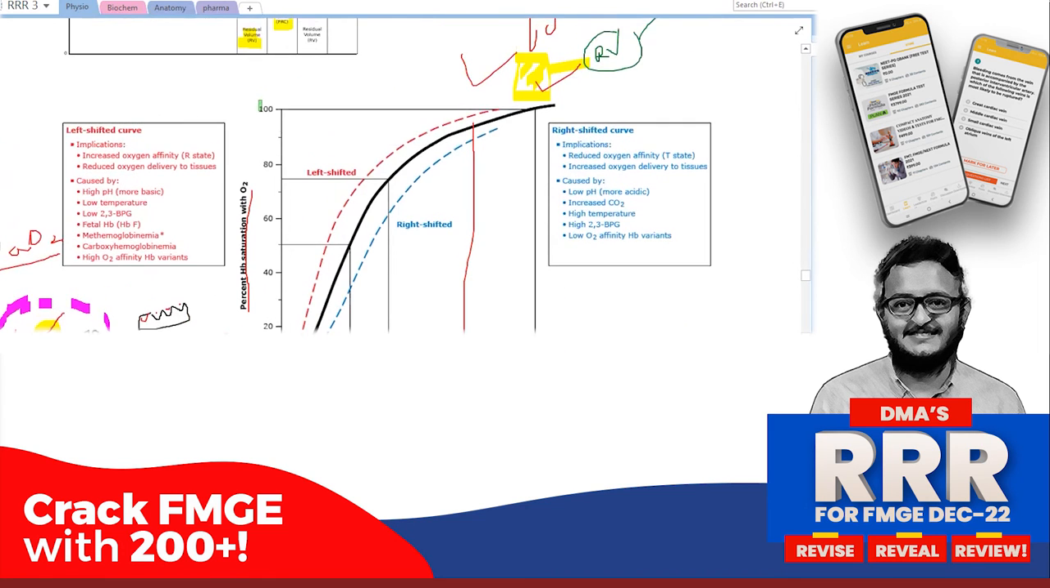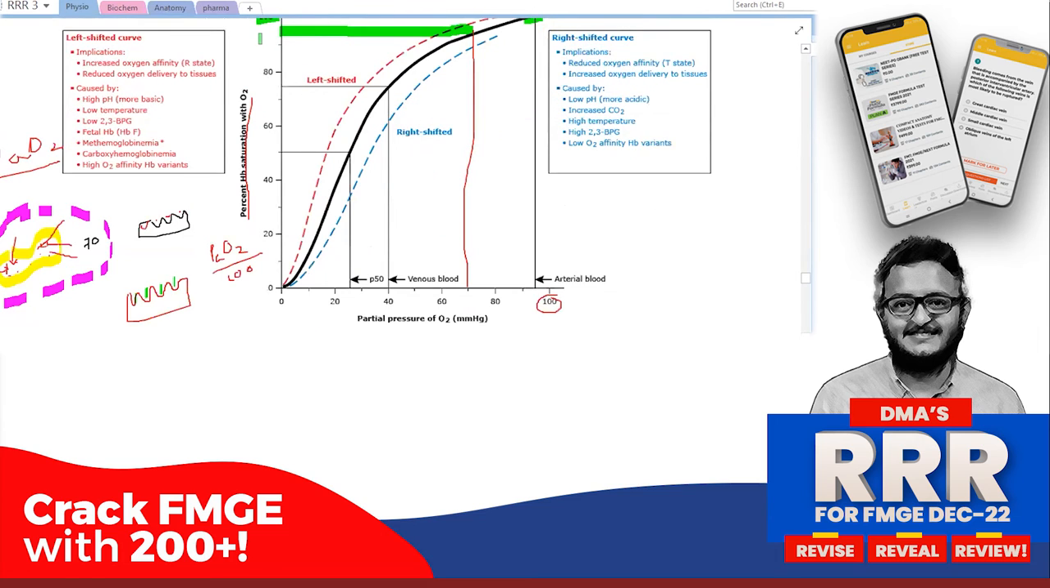So see over here, 100% was at 100. Now it is around, see how much it is. It has not gone drastically. It is still more than 90. If you can see, if I say it is 90, it is still more than 90.